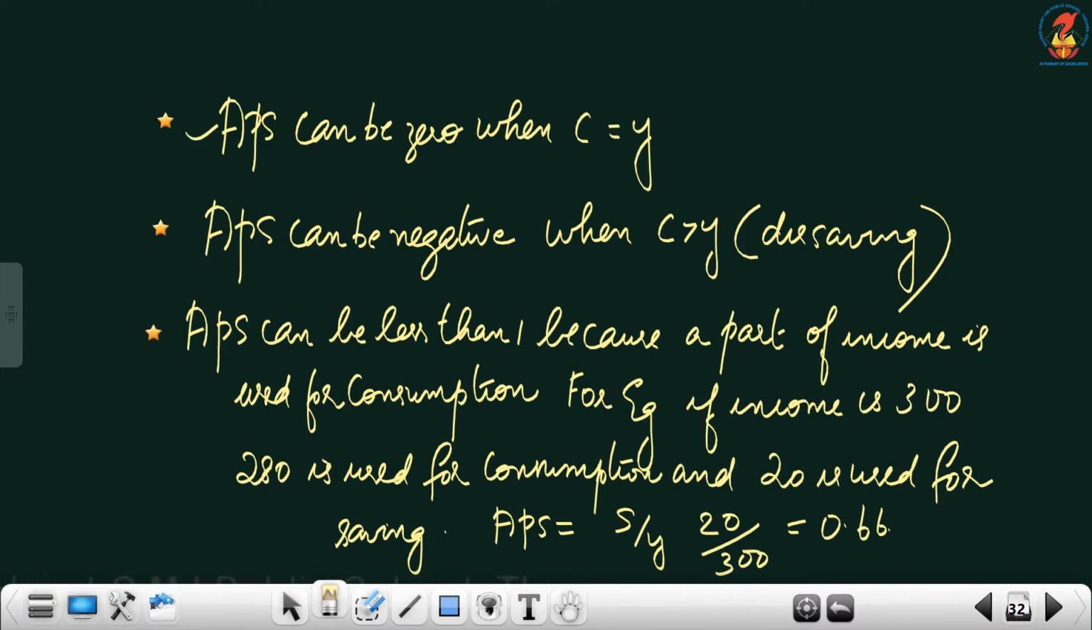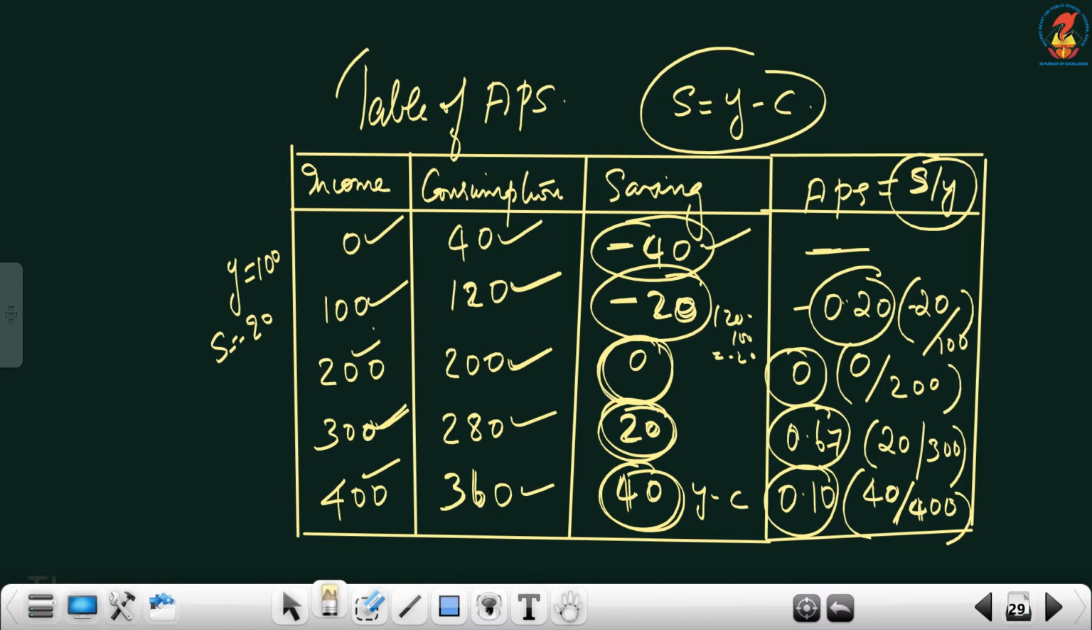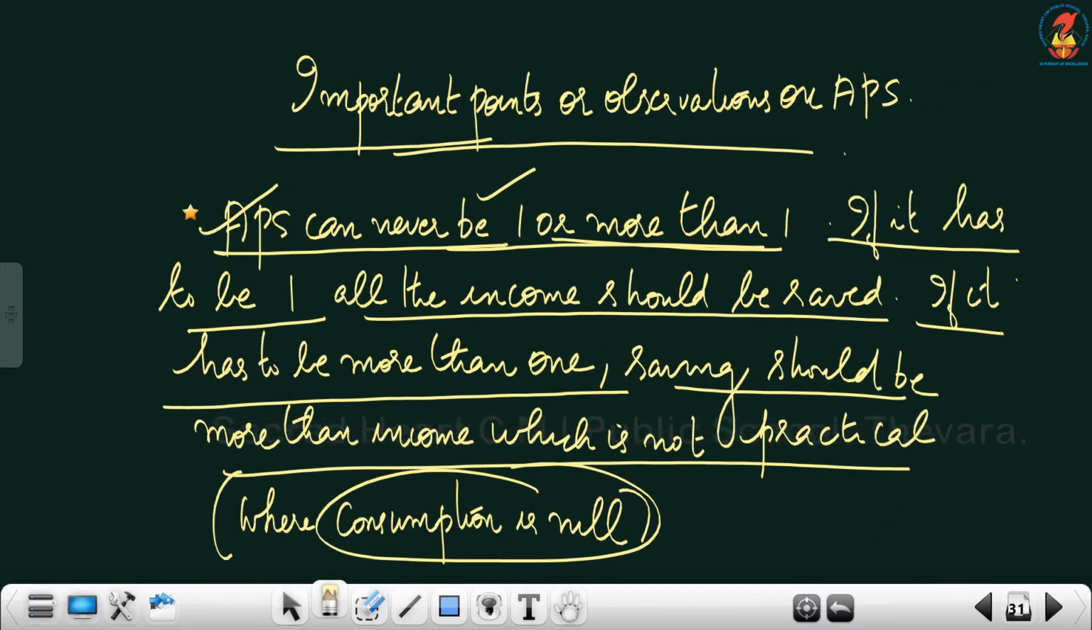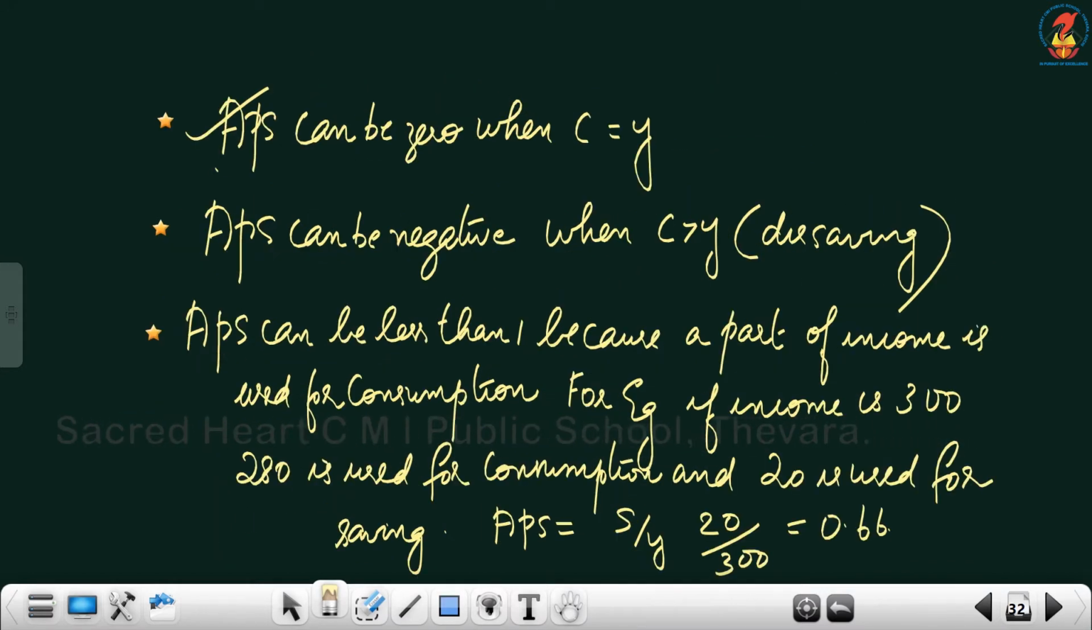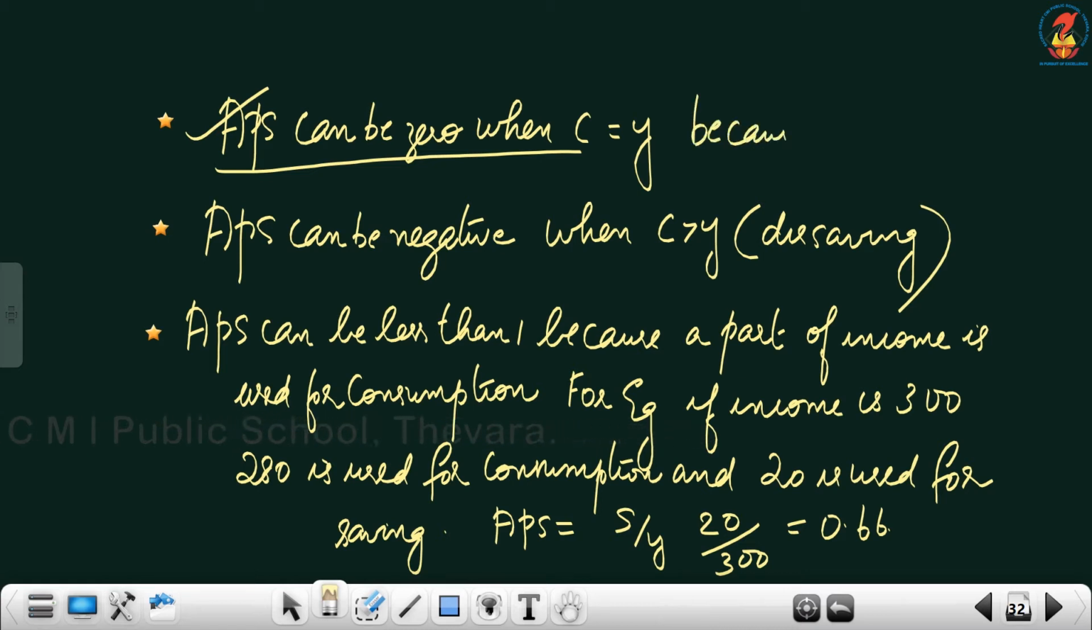Now, next is APS is 0 when C is equal to Y. I told you when C is equal to Y, APS is 0. Now, let us go back to the table and see whether it is correct. When Y is equal to C, C is 200, Y is 200. S is equal to 0. APS is also equal to 0. Therefore, it is hence proved APS is 0 when saving is 0, when income and consumption both are equal. Therefore, we can write it there as: APS can be 0 when C is equal to Y because saving is equal to 0 there.